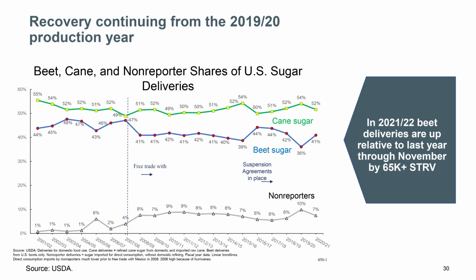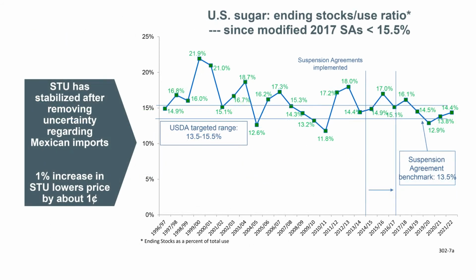Non-reporter deliveries increased a little bit as well in that year, but again, returning to more normal conditions as we move forward into the crop year, or into the 2022 season. Stocks to use ratios, as you know, following the 2017 suspension agreement revisions with Mexico, we've seen stocks to use ratios here in the United States sitting in that 13.5 to 15.5 target range by USDA.